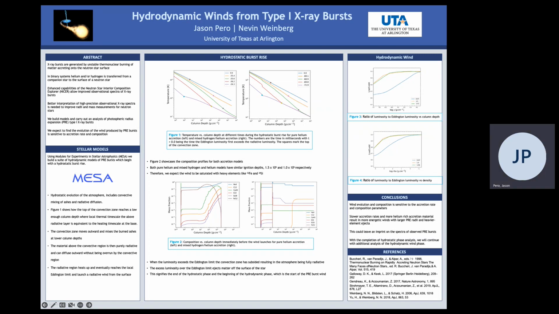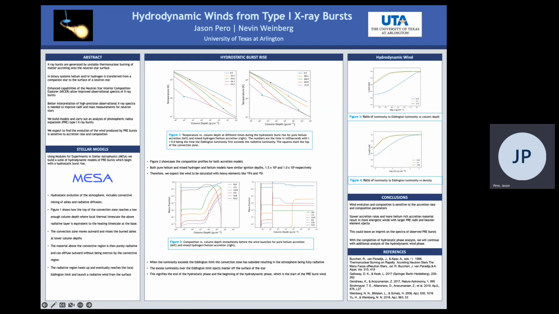This transitions the model into the hydrodynamic wind phase, where Figures 3 and 4 show, for the first second of the wind, how the luminosity becomes super Eddington at deeper column depths and higher densities. The heavy element ashes in the deeper layers are then ejected with the wind.